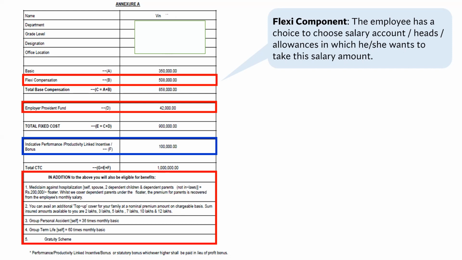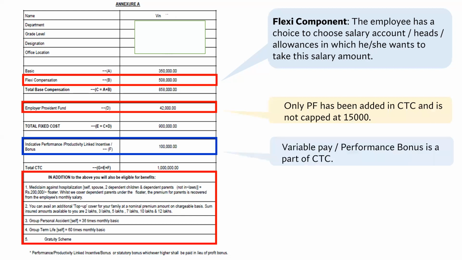This kind of compensation package is called a flexible compensation package, which is adopted by most of the big and good companies, in which the salary structure is decided and designed by the employees themselves. PF is 42,000, which is getting deducted on total basic salary. You will see that 1 lakh is a variable component or PLI, which is getting included in the CTC package. So the 10 lakh includes this. In the first company, it was outside of that. In the second company, it was nowhere mentioned. In the third company, it is coming under the 10 lakh package.